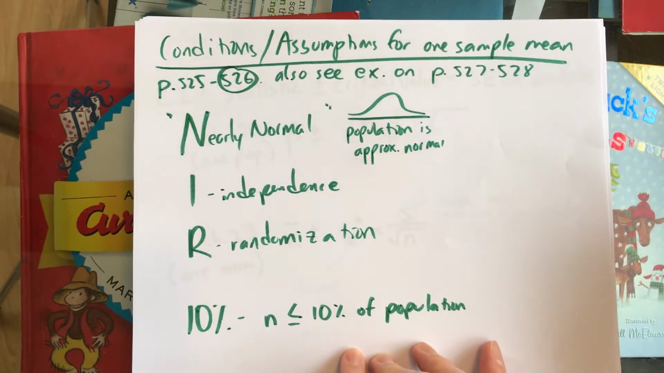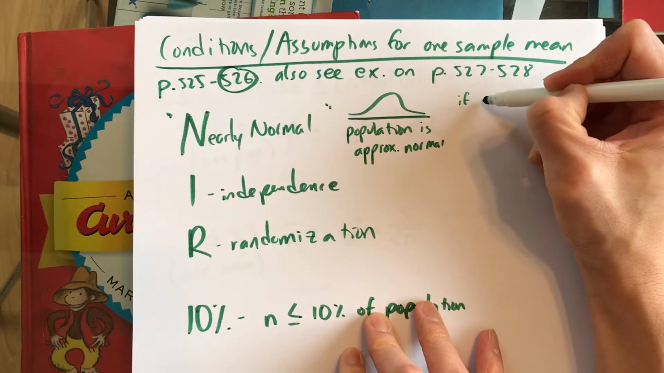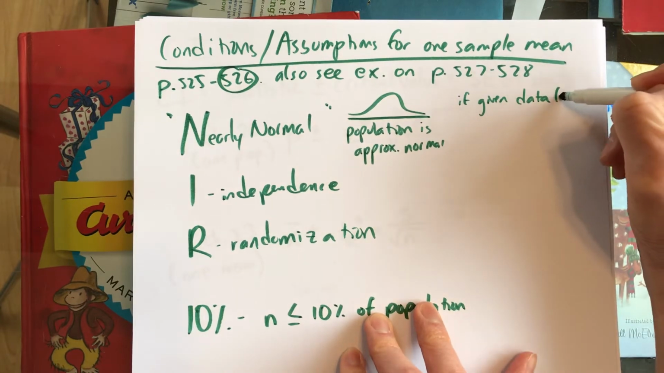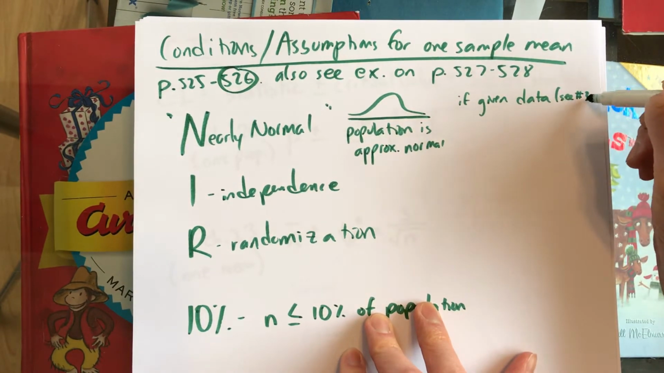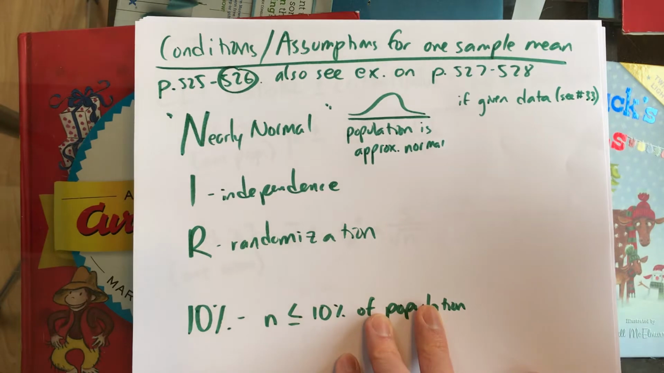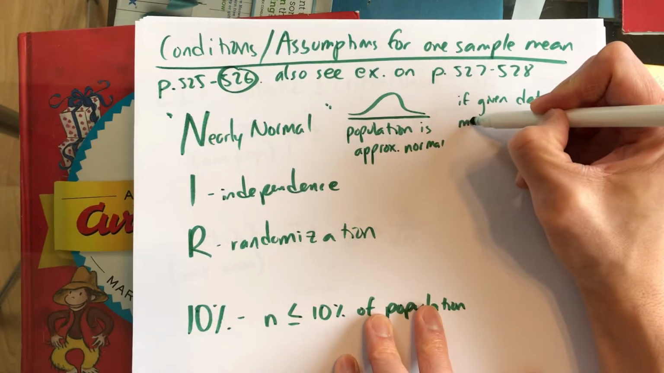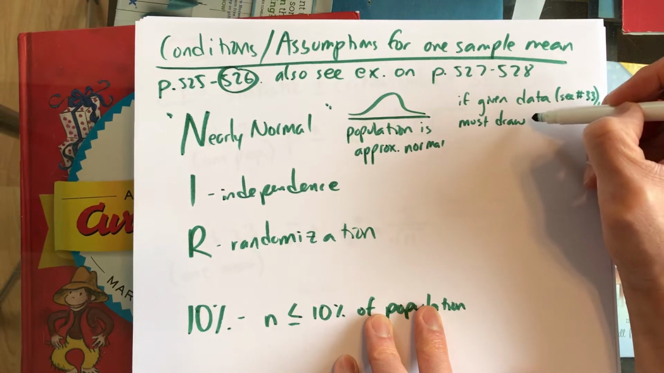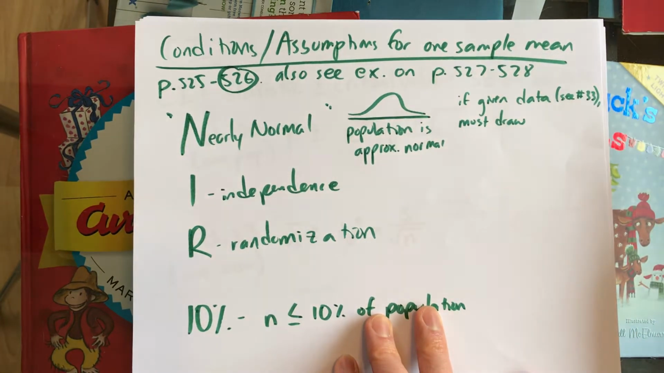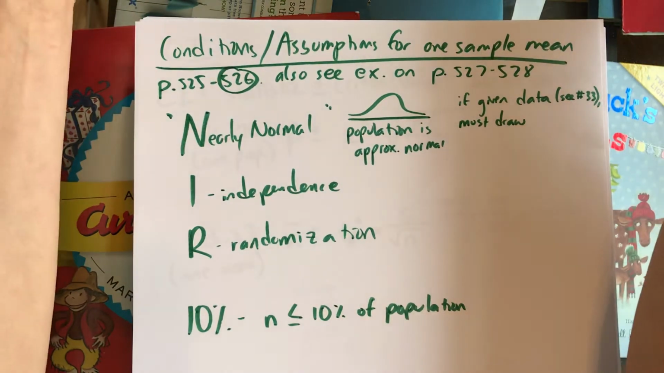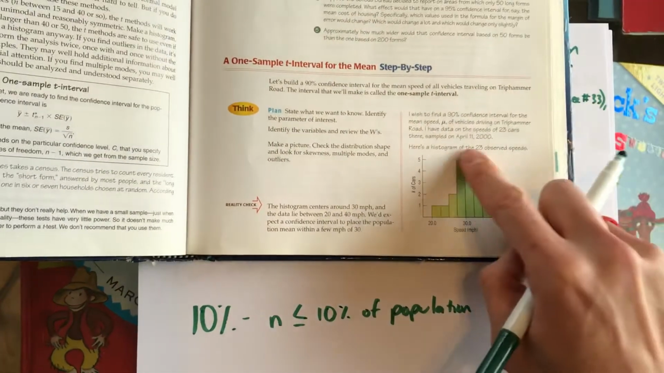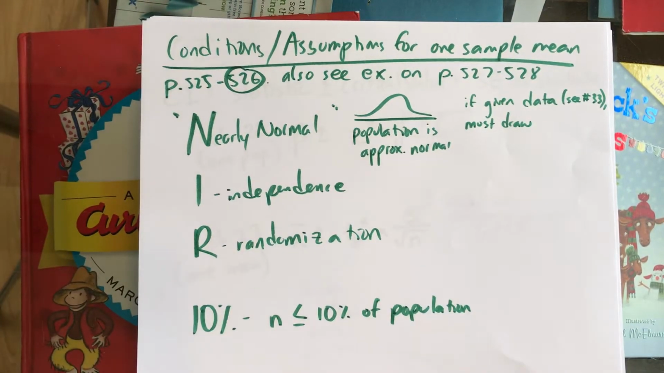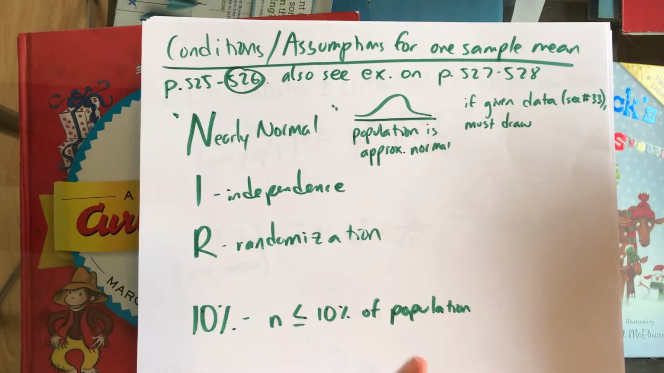Now, the interesting thing for this is if given data, like see number 33 from your homework, if given data, must draw the distribution, and this could be as a histogram, as you'll see on page 527. If you flip to 527, they draw a histogram right here. I think histogram is probably the most common way, and you can just do that on your calculator and just sketch it. It doesn't have to be exact, just sketch it.